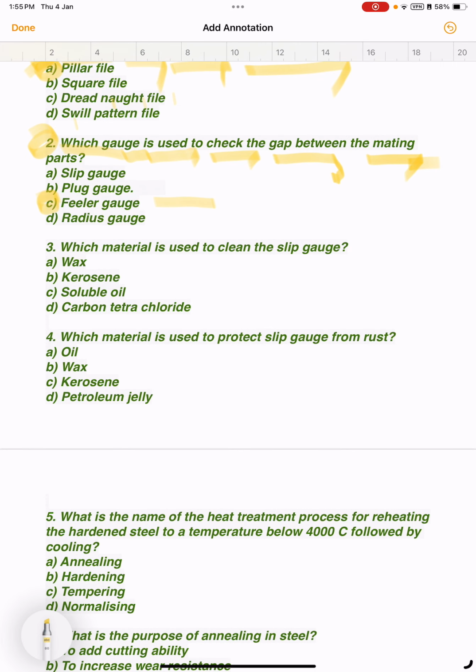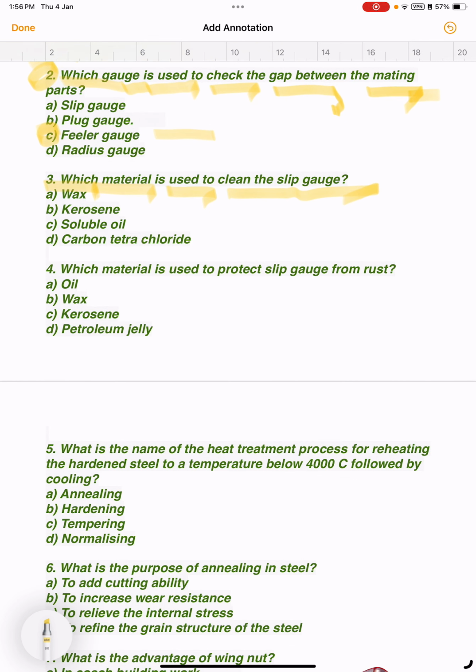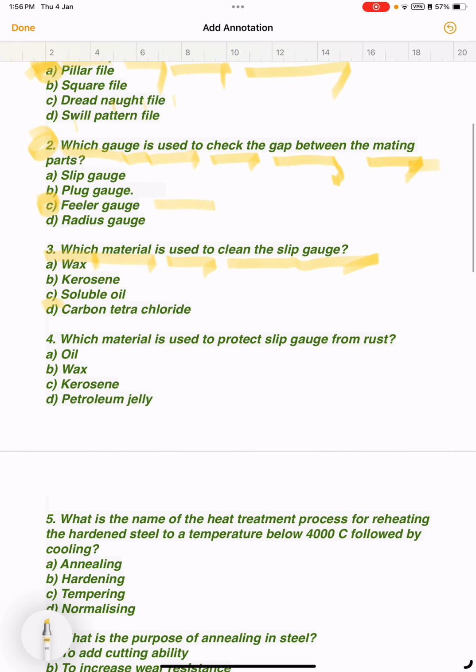Which material is used to clean the slip gauge? After the work is completed, the slip gauge is protected from rust. Which material is used for cleaning? The options are wax, kerosene, soluble oil, carbon tetrachloride. What is the answer? The third one, carbon tetrachloride. Answer is carbon tetrachloride.